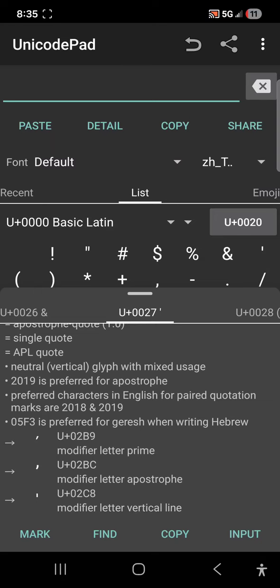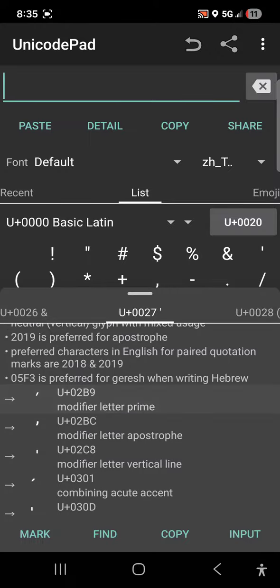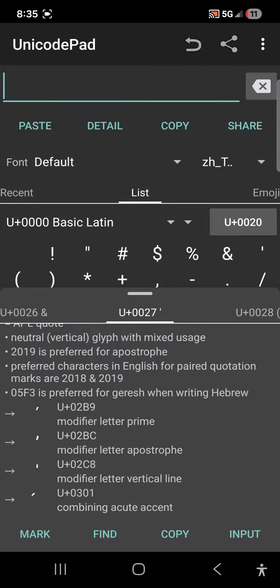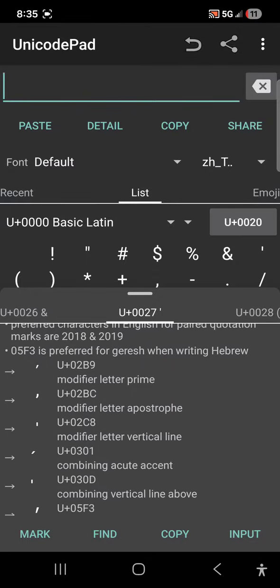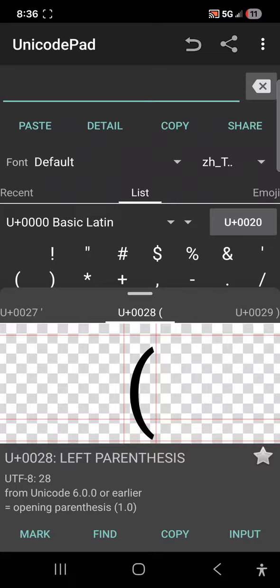It's neutral / vertical to live with misusage. But you can use 2019 for apostrophe instead. You can also use 2018 and 2019. Wait, I already said that. But when typing in Hebrew, either preferred as 05F3.